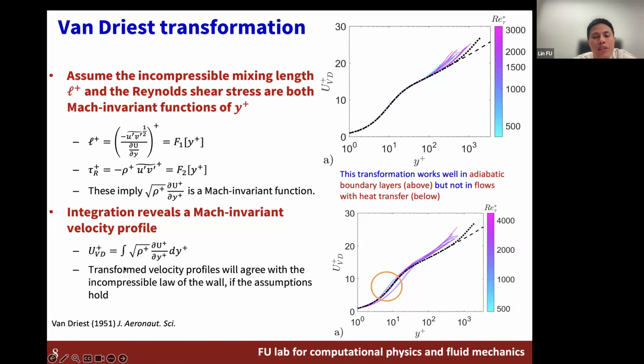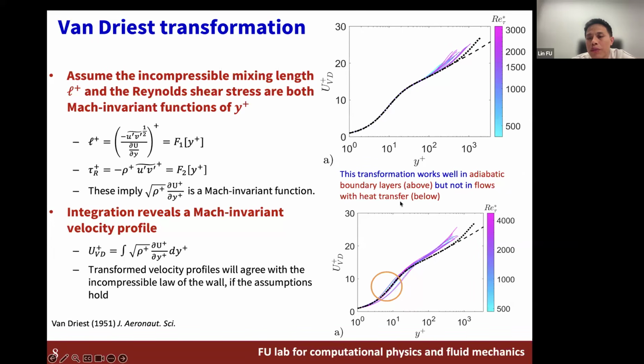If I do integration from the wall to the far field, then you get the velocity scale. We call this the density-weighted transformation, a one-dimensional transformation. It actually works perfectly for adiabatic boundary layer flow, as shown at the top. You can see that with different Reynolds numbers, they all collapse in the log regime and below.